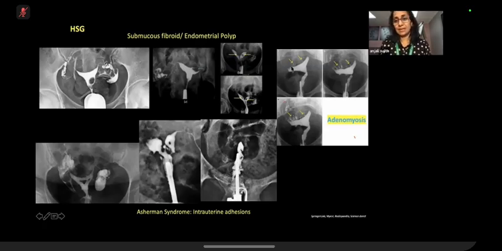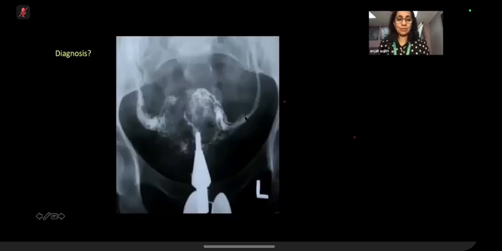Now, this is interesting. This is adenomyosis. You can see linear streaks of contrast extending into the inner myometrium from the endometrial cavity. So these are actually dilated endometrial glands. And these are just a few images so that you are now familiar with how they look on HSG. This is the last slide, I think, about the uterine abnormalities.